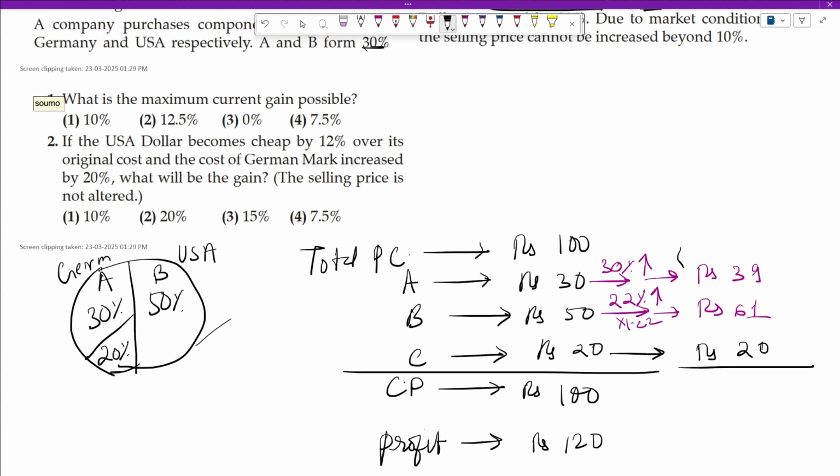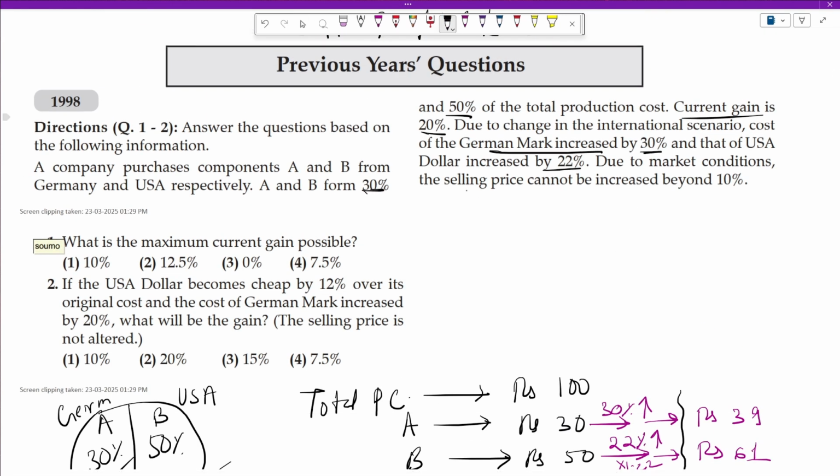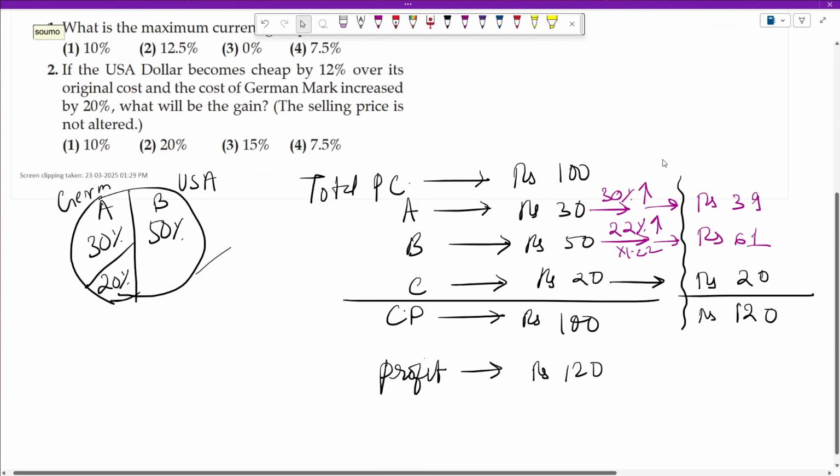Now what was the old total production and what is the current total production? If you see, this is 9, 1, 10, 0. So this is 120 rupees. Production cost has increased by 120 rupees. And the selling price cannot be increased beyond 10%. That means the maximum that it can increase is 10% of this 120.